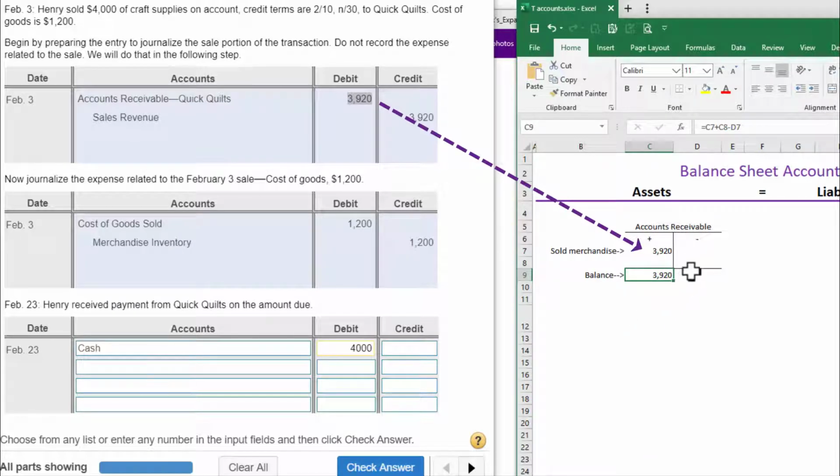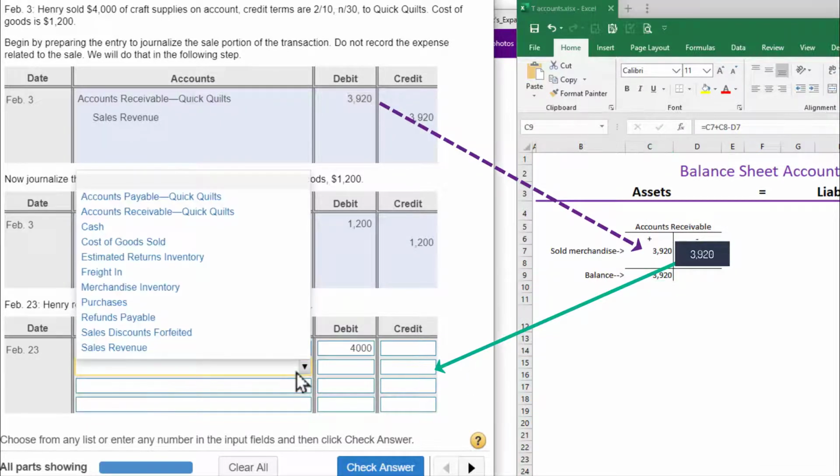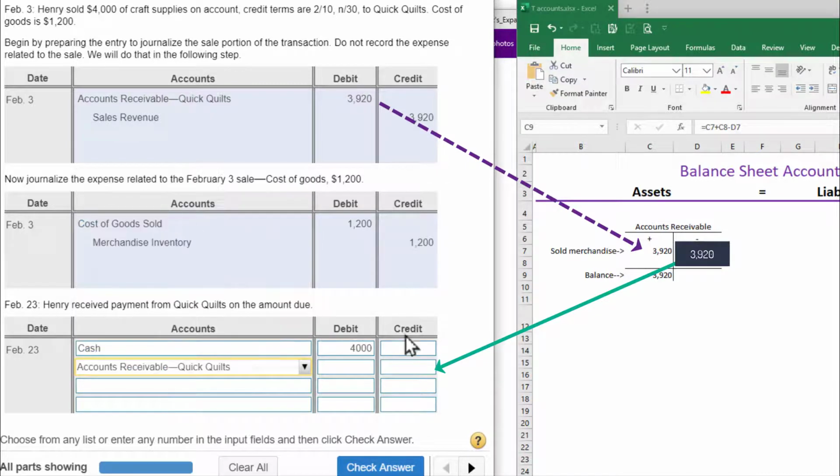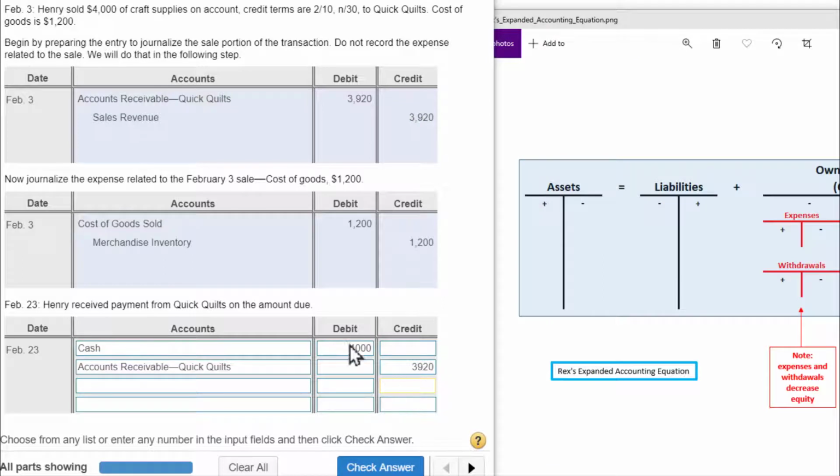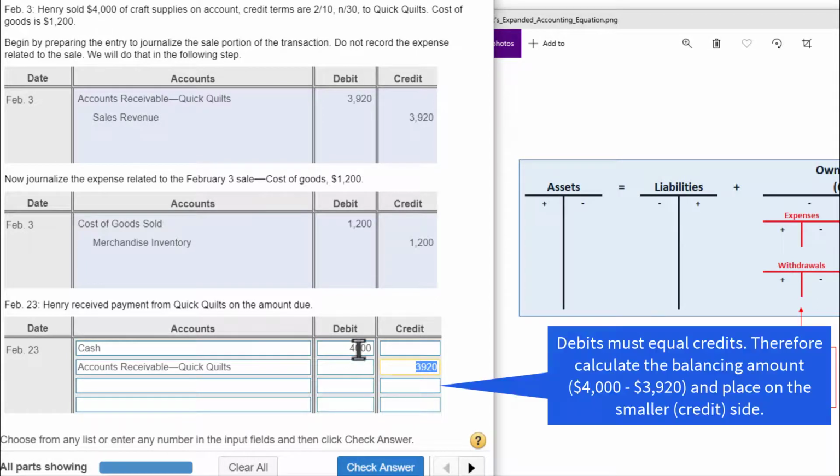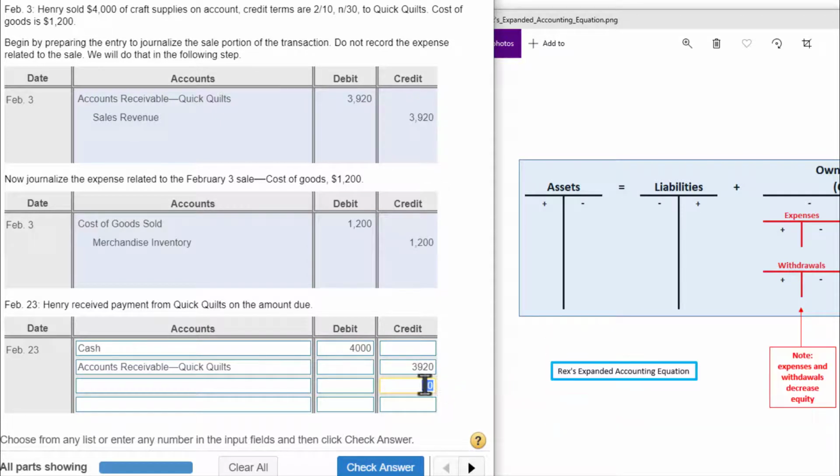So how do I make this account zero? I need to credit the account $3,920. So AR is going to be credited $3,920. Now notice this transaction does not balance. We got 4,000 on the left side, 3,920 on the right side. So to calculate the balancing amount, we take 4,000 minus 3,920. That gives us $80. So we have to put the $80 on the smaller side because remember, debits must equal the credits. So what account is this?